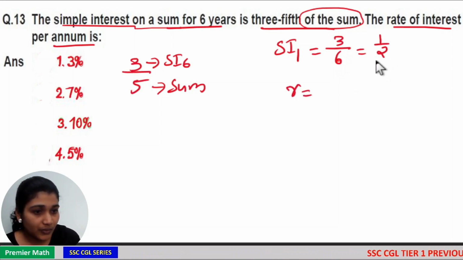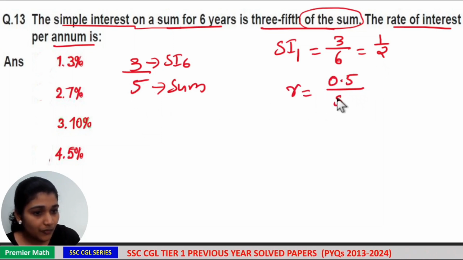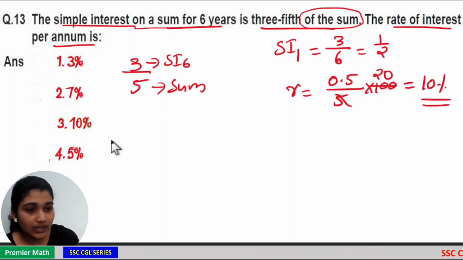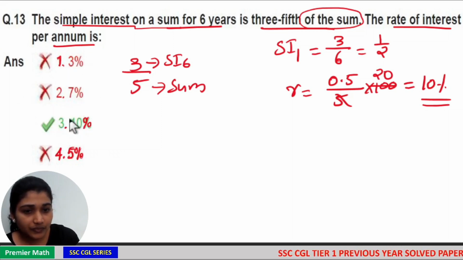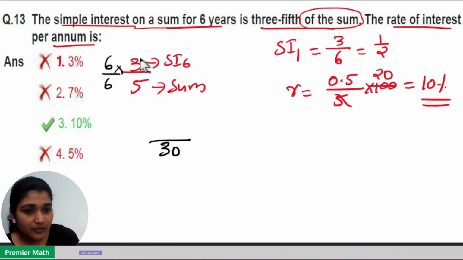Now rate is equal to interest 0.5 part received from this total 5 part into 100. 5 goes 20 times in 100. 0.5 into 20 is 10%. 1 by 2 into 20, 10%. Option 3 is your answer. Here, or you can multiply it with 6 by 6. Then denominator will become 30. Sum becomes 30 and simple interest for 1 year becomes 3.